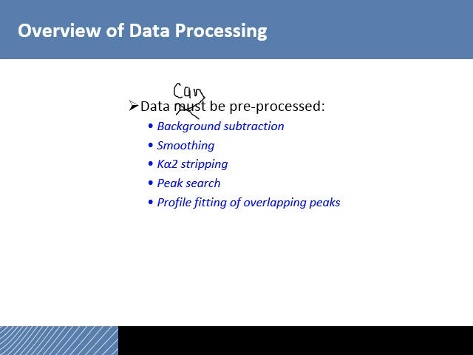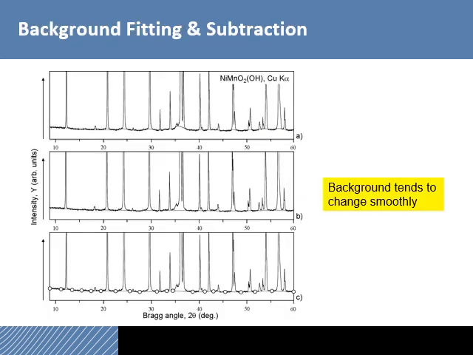The reason that I say data can be pre-processed, obviously peak searching and profile fitting doesn't change the data. In my lab, when I do a diffraction scan, I always provide my customers the raw diffraction scan. I don't like to manipulate the data, so I avoid doing that unless it's absolutely necessary. So, background fitting and subtraction. Most of the software packages that are available have some kind of a background fitting tool.